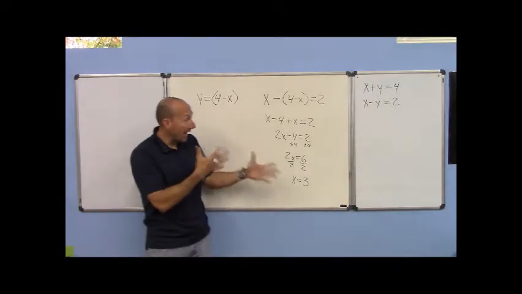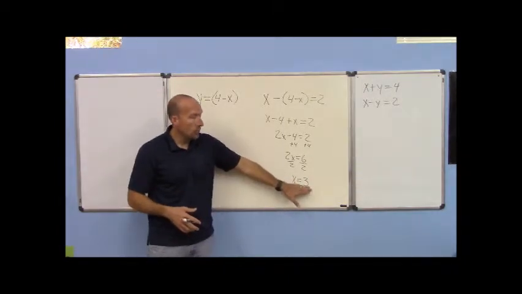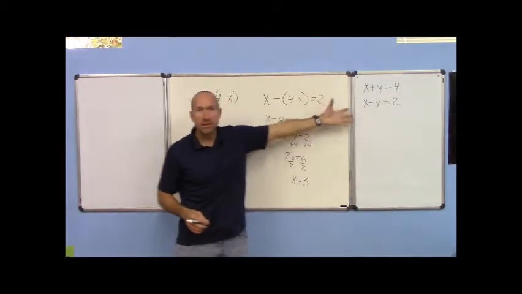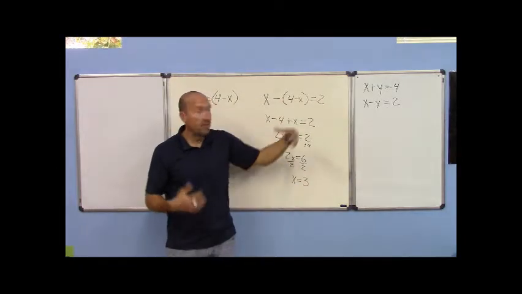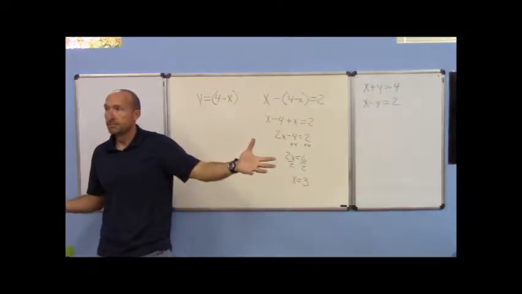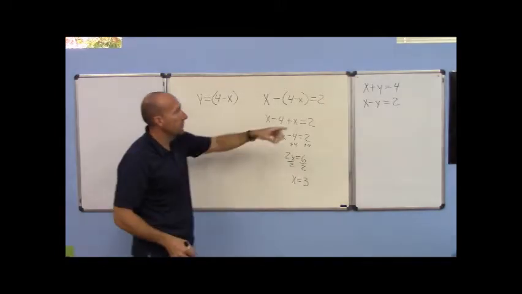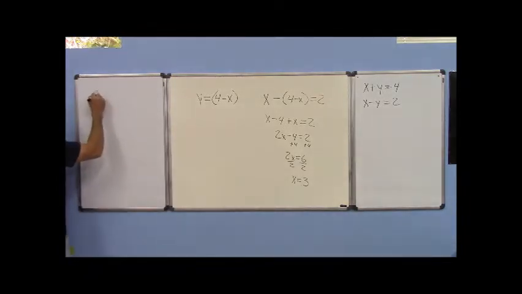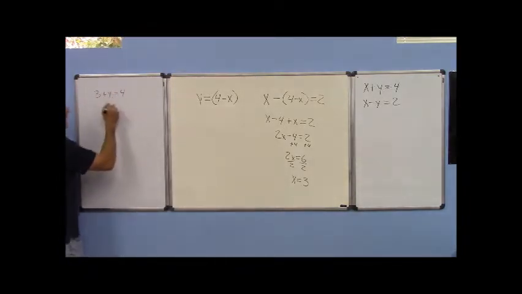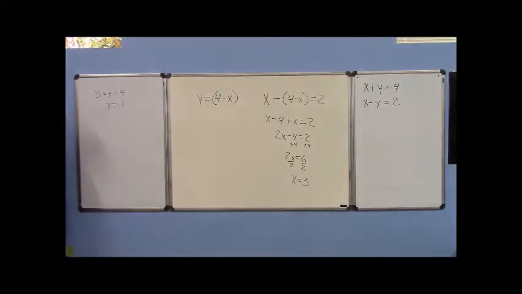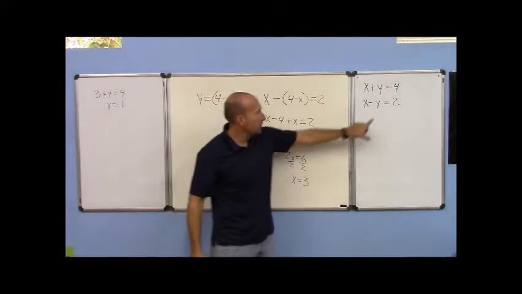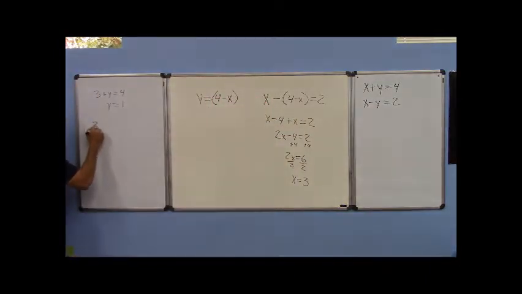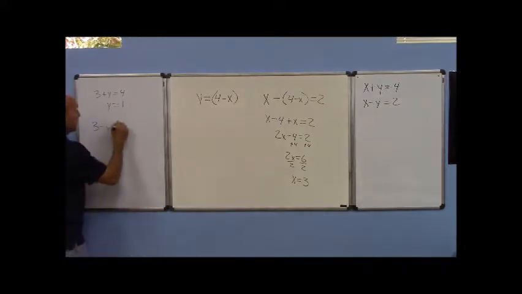Now we have an actual value for x: x equals 3. Now we can go back into either one of these two equations, substitute 3 for x, and find out what the value of y is. Let's do the top one: 3 plus y equals 4, therefore y equals 1. Let's try it on this one too. Let's put x over here: 3 minus y equals 2.